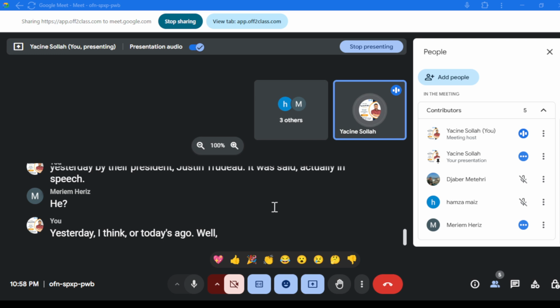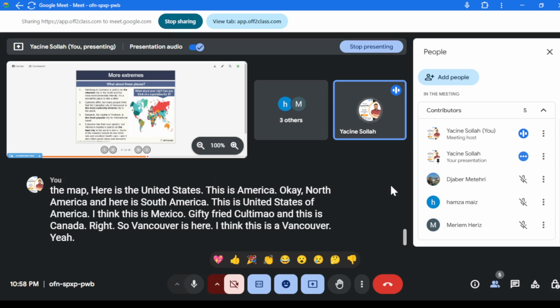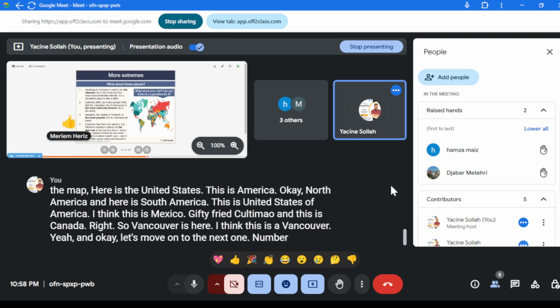So the thing that I want to say is that this is the USA here, if you can see the map. Here is the United States. This is America, okay? North America, and here is South America. This is United States of America. I think this is Mexico. And this is Canada. Right. So Vancouver is here. I think this is A, Vancouver. Okay. Let's move on to the next one, number 3. Jabir.